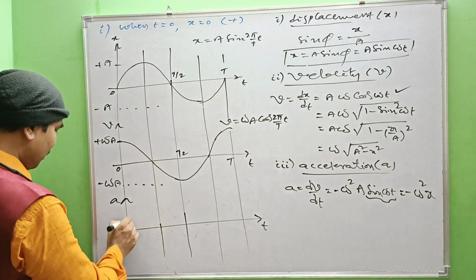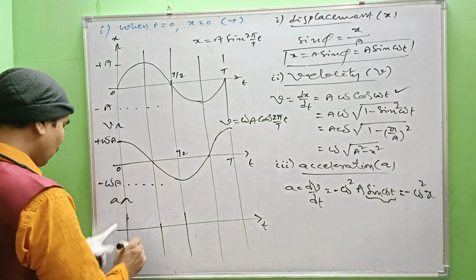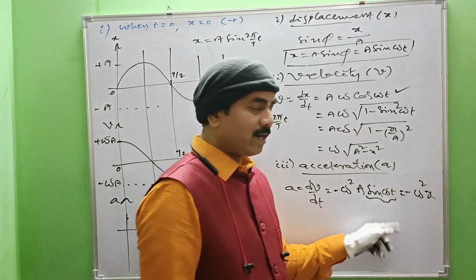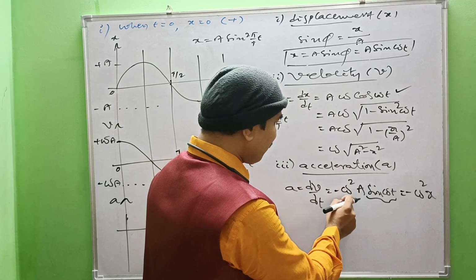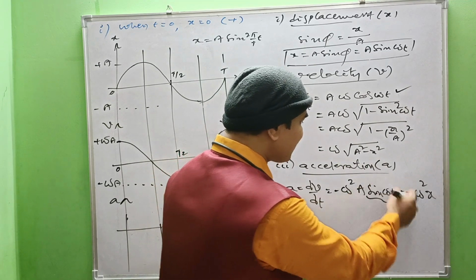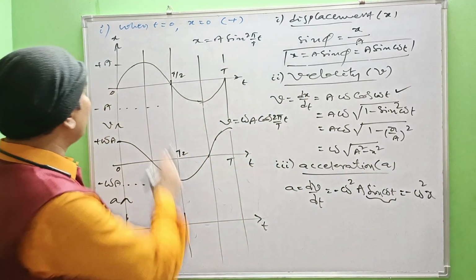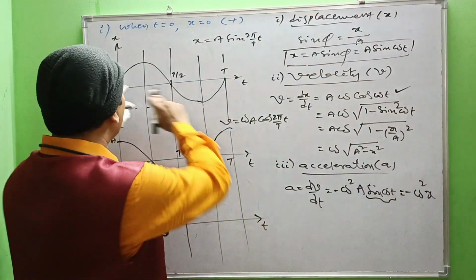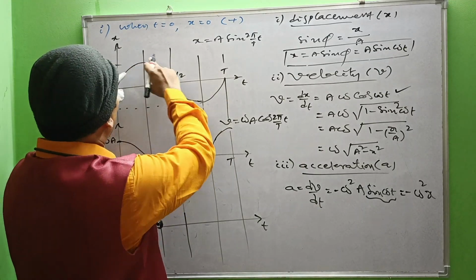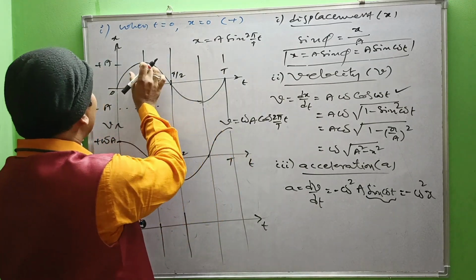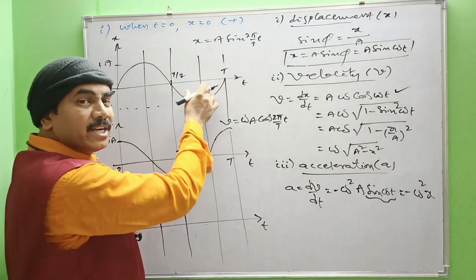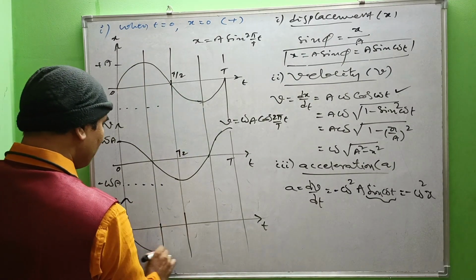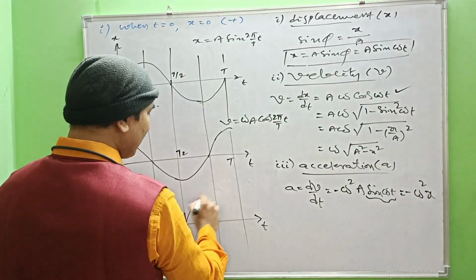In the same way, as far as acceleration is concerned, what is the expression for acceleration here? a equal to minus omega square into a sin omega t. See here, omega square into a is common. Here it is minus sin omega t, here it is plus sin omega t, here it is minus sin omega t. It means simply invert the variation of x with time. So this crest goes into trough, this trough goes into crest, like that.